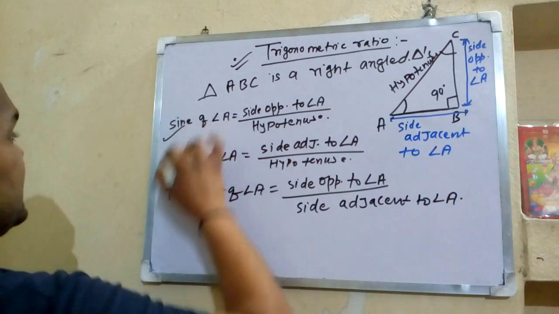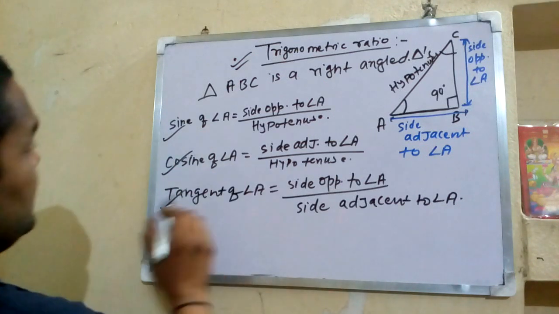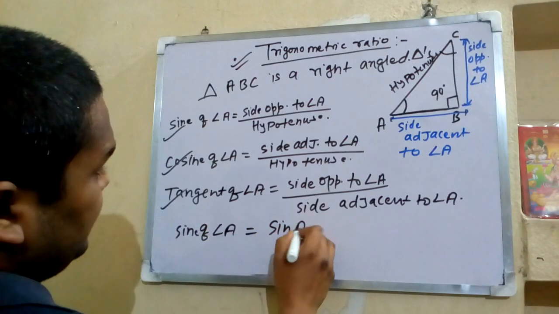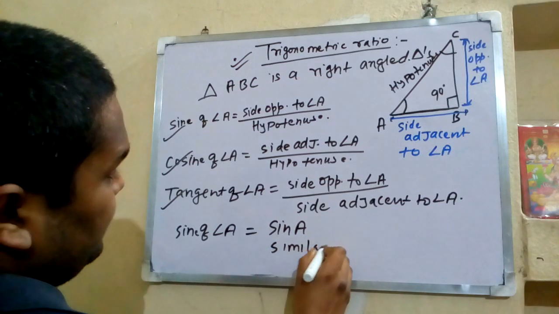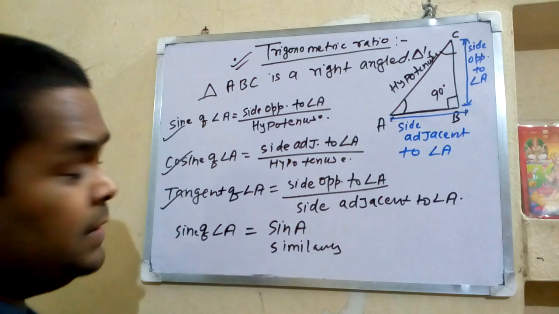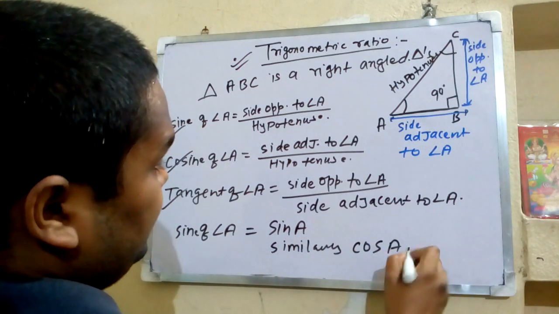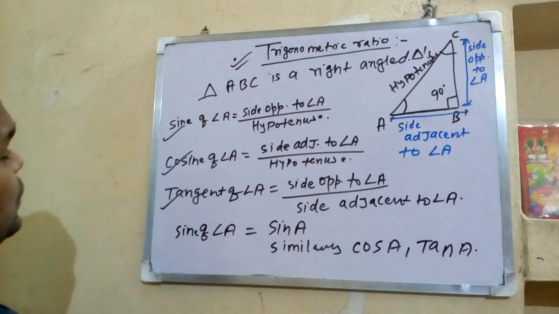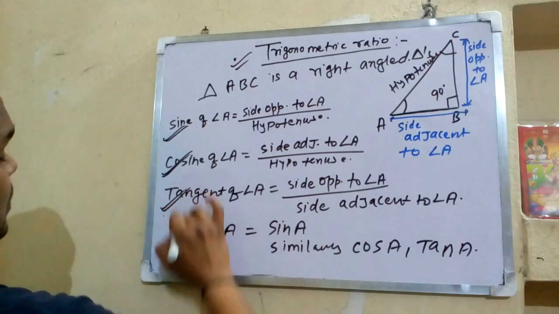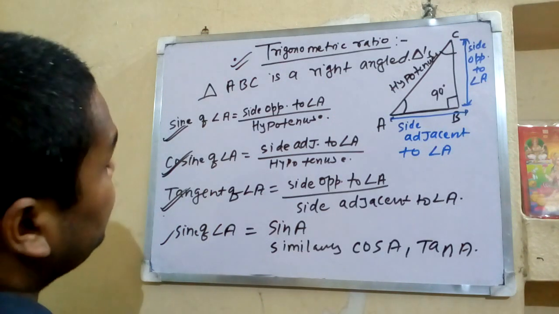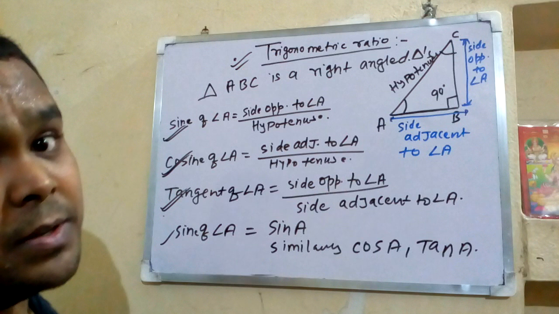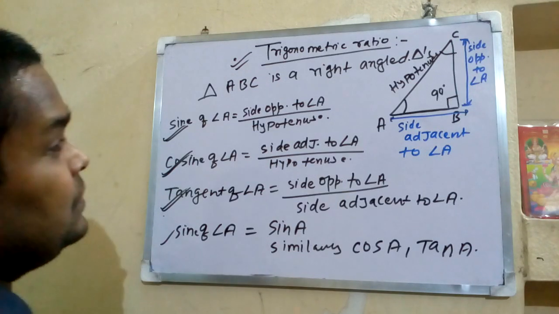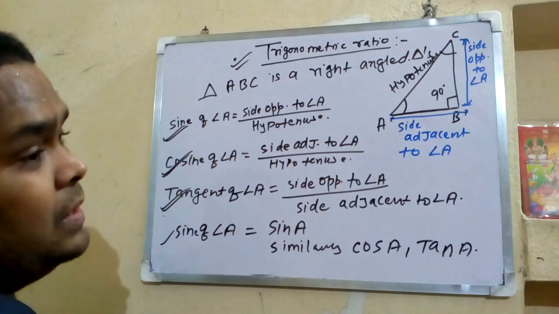We see sine, cosine, tangent. Sine of angle A, we also write sin A. Similarly, cos A, tan A. In trigonometric ratios, these are very, very important for students just starting trigonometry, and important for further discussion. We are going to discuss them in the chapter of height and distance, where we have to measure the height and width of anything.